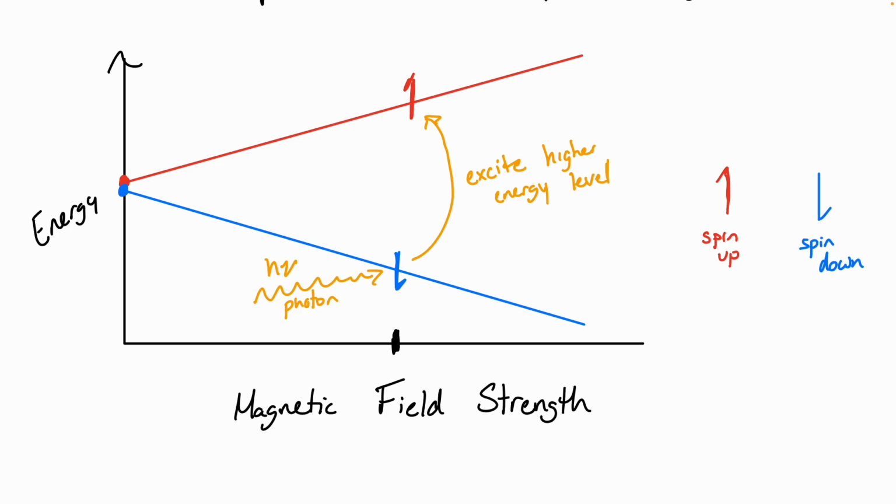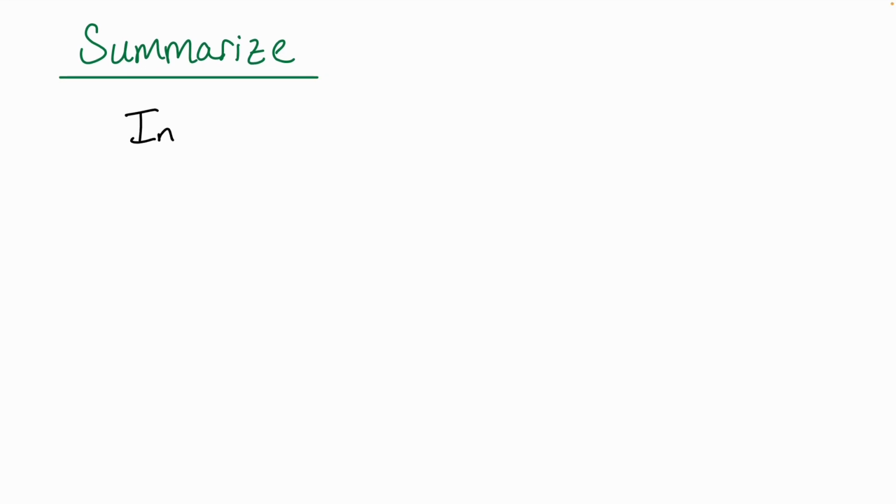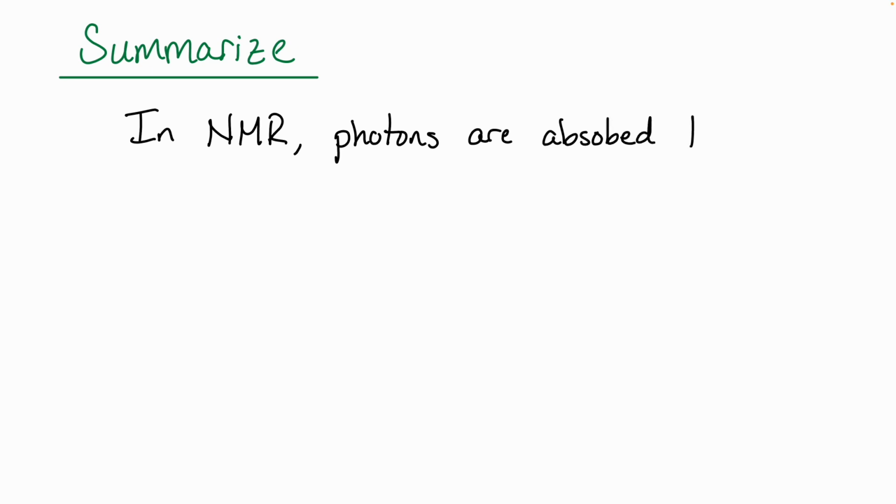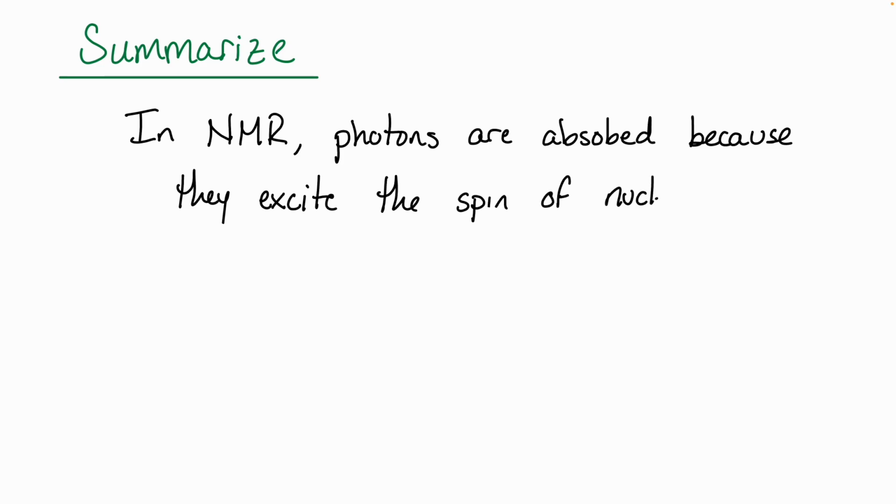All right, so let's just summarize here. In NMR, photons are absorbed because they excite the spin of nuclei.